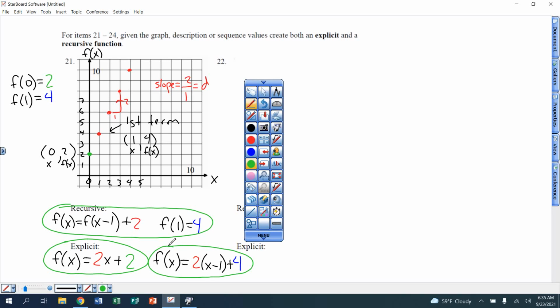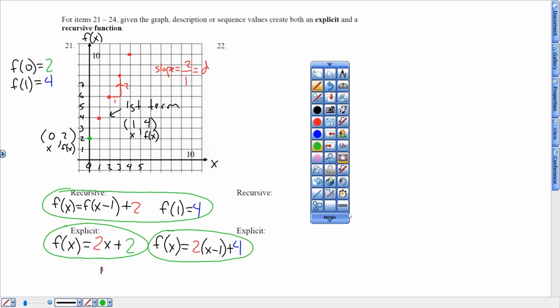And then you need to know that these two, even though they look different, they are technically the same. They are equivalent. They are the same, but in disguise. If I was to distribute that 2 right there, that would give me 2x minus 2. And then that 4 and that negative 2 right there, they combine to give me 2x plus 2, the same as over here. So you can see any number I plug in for x will always give me the same answer for y, or f of x.